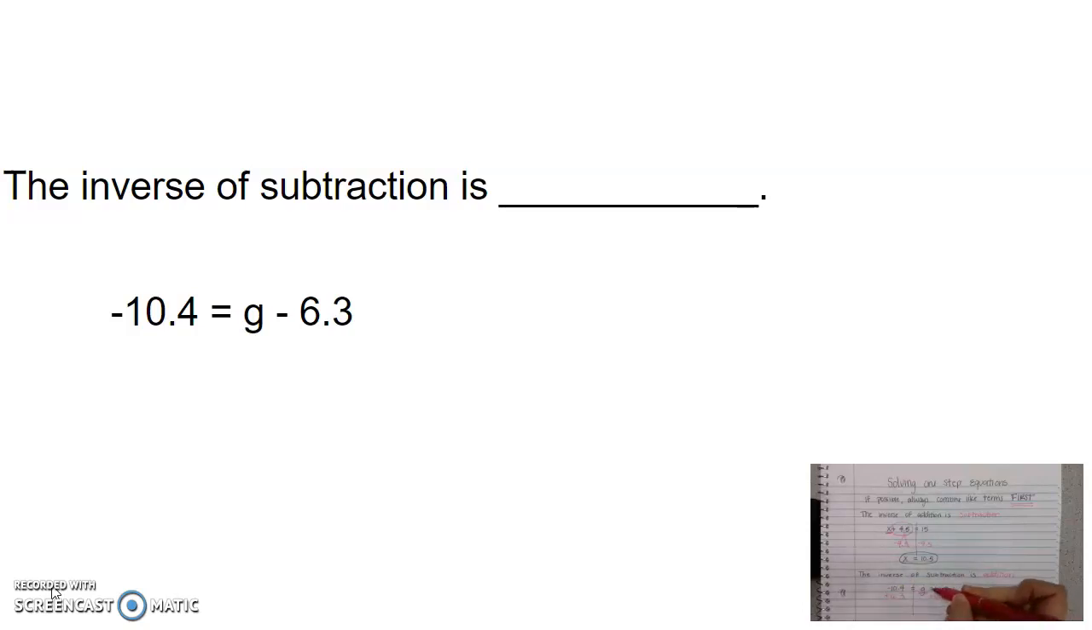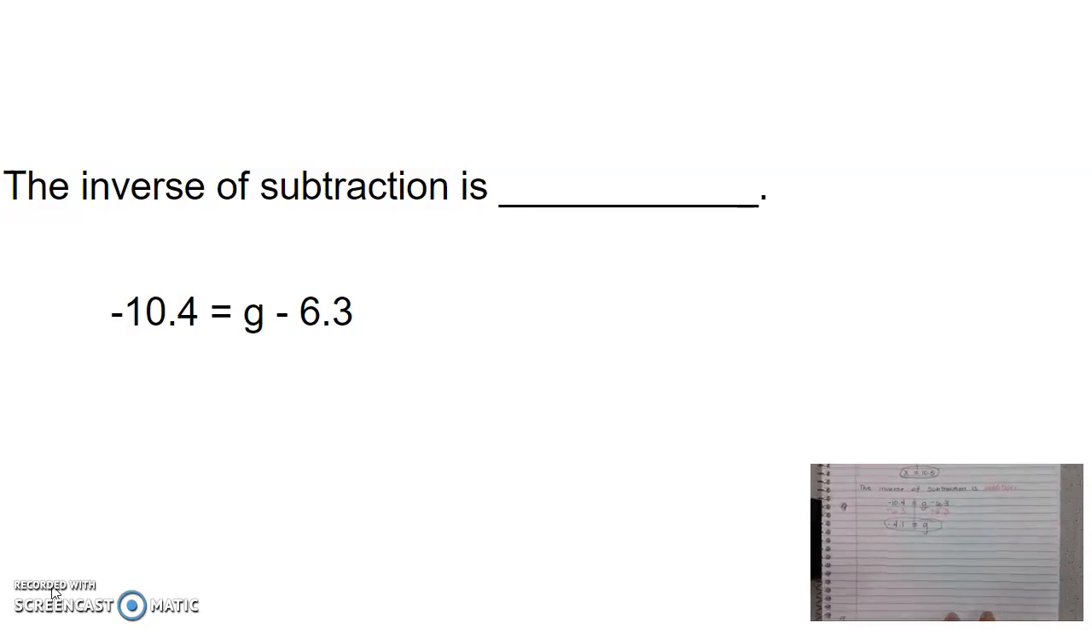Once I do that, negative 6.3 plus 6.3 cancels out. I now have g all alone, which is my goal. Negative 10.4 plus 6.3 is going to be a negative 4.1. And since g is all alone now, I can go ahead and circle that, and I've already solved my second problem. So we've done half of them now.